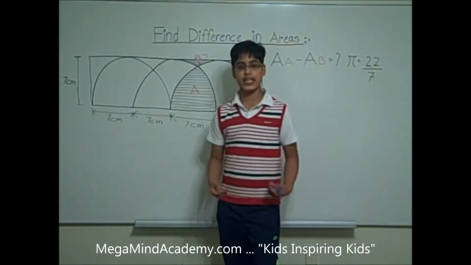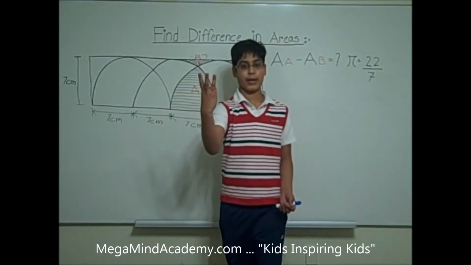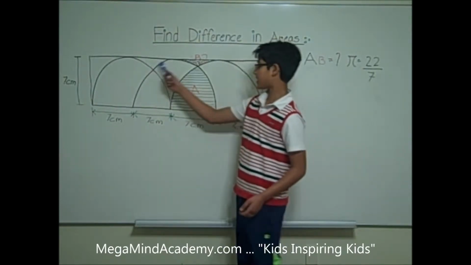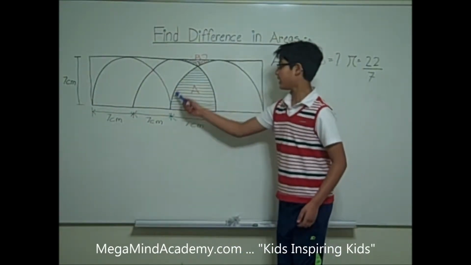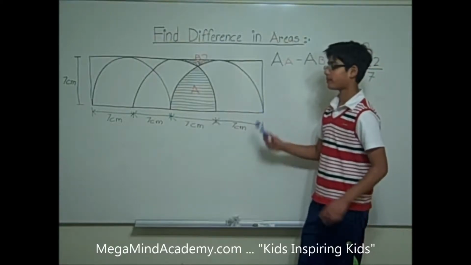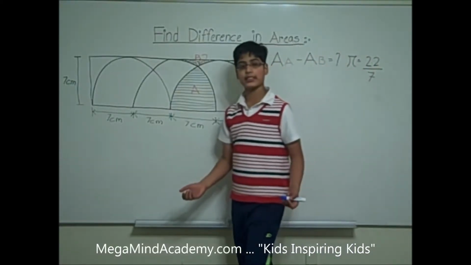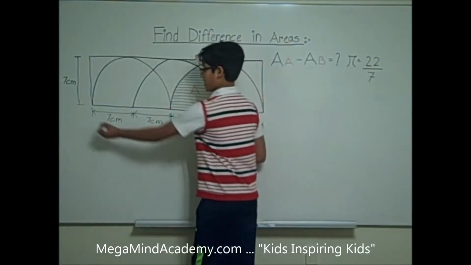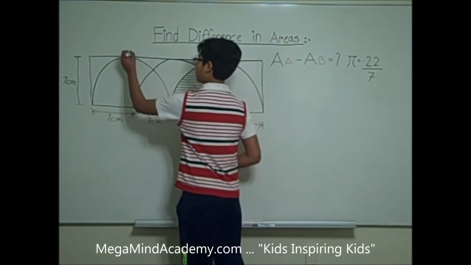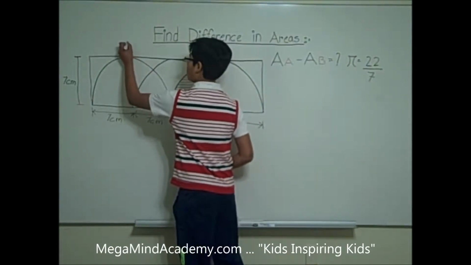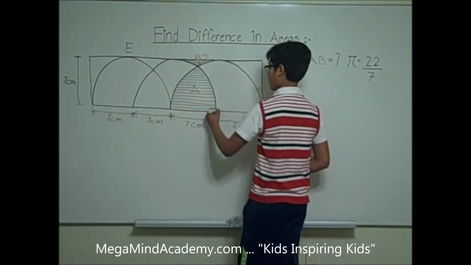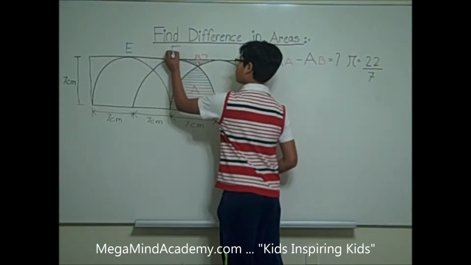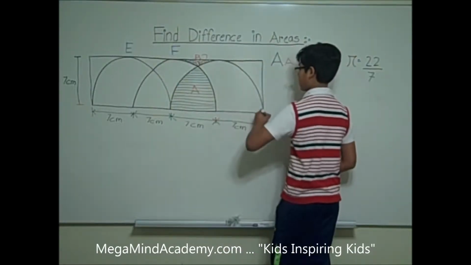First, we can see in this problem that there are 3 semicircles. This is the first semicircle, this is the second semicircle, and this is the third semicircle. Let's name these semicircles E, F, and G. This is semicircle E. This is semicircle F. And this is semicircle G.